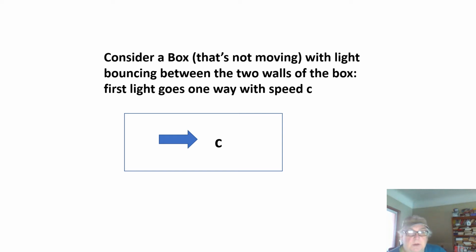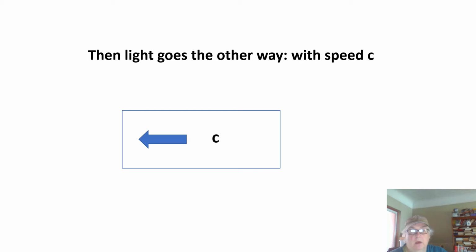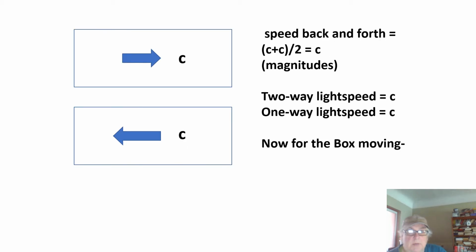Consider a box that's not moving with light bouncing between the two walls of the box. First light goes one way with speed c, c being the speed of light in vacuum. Then light goes the other way with speed c. Speed back and forth is c plus c all divided by 2, and that equals c. So the two-way light speed equals c, and the one-way light speed equals c.